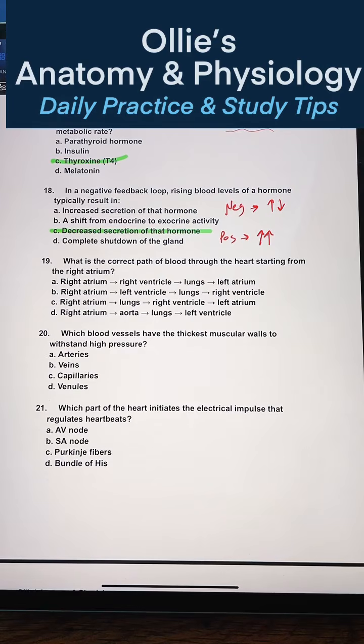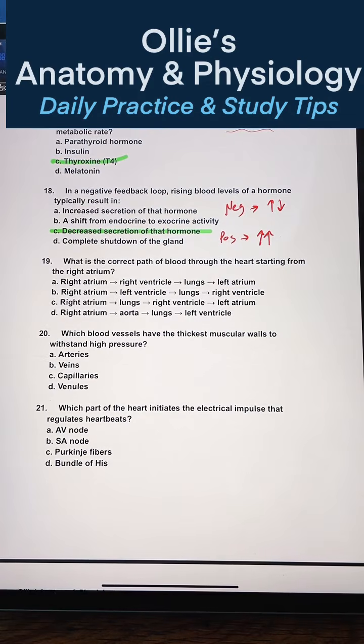So for number 18, the other answers, answer choice A, increased secretion would worsen the imbalance. That's just not how a feedback loop works. Answer choice D, complete shutdown is very rare, very extreme, so not relevant there.